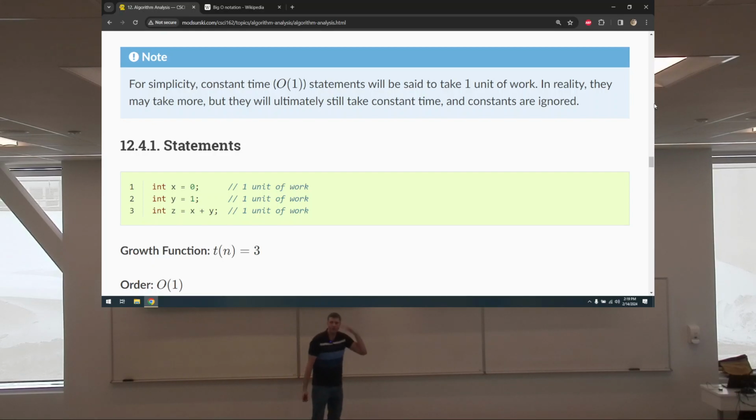And if you're ever wondering, but why is it constant? I'd say, okay, well, tell me what T of 1 is. It's 3. What's T of 10 million? It's still 3 because T of n equals 3. It's always 3. Nothing about this depends on an n. It's 3. It's constant.